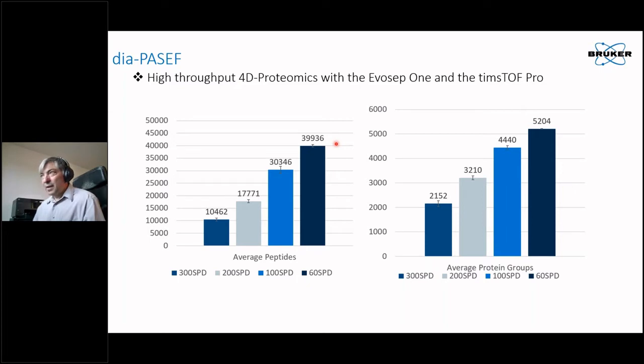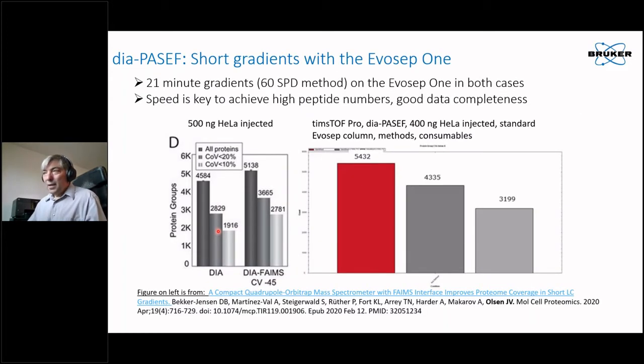I want to highlight that we extracted 40,000 peptides from the library, so almost 50% of the library at that speed. And impressively, you can read the numbers yourself, but even at 300 samples per day, we're identifying 2,000 proteins and 10,000 peptides. It's really pretty amazing results. And again, I want to highlight the peptide numbers.